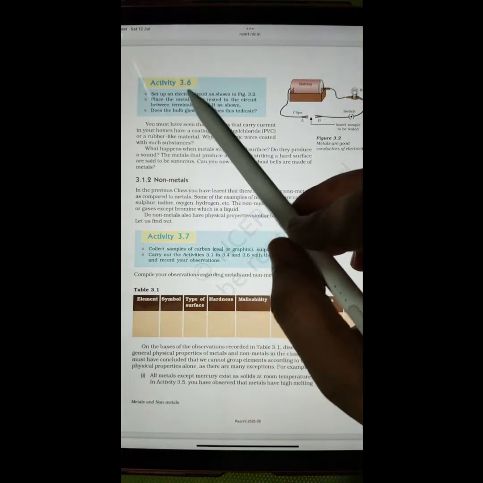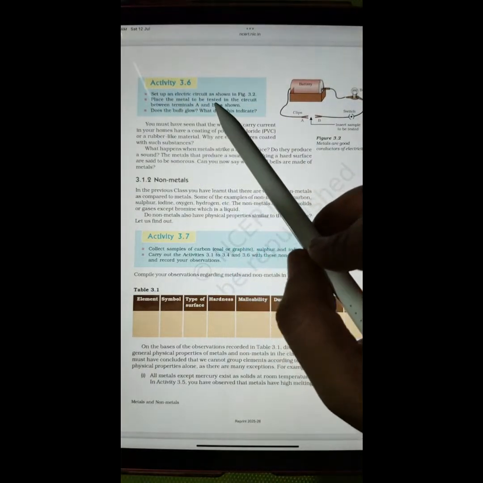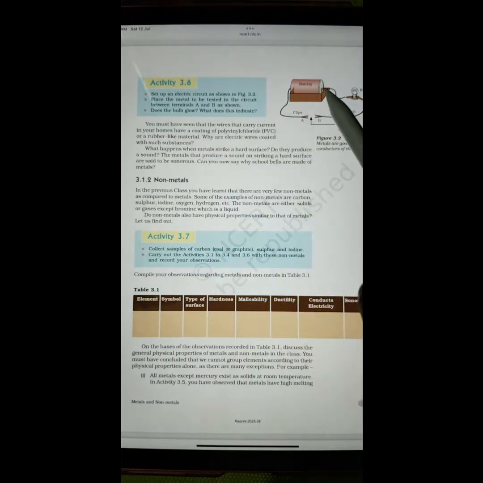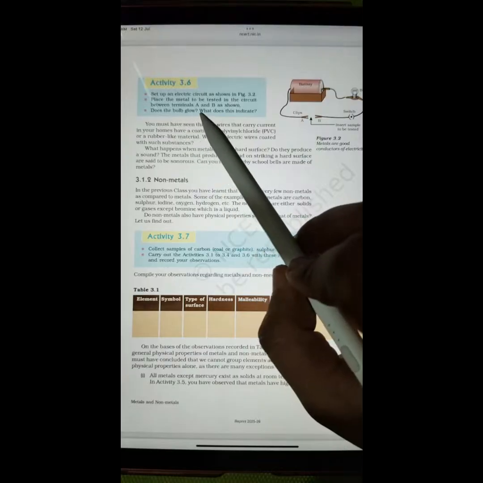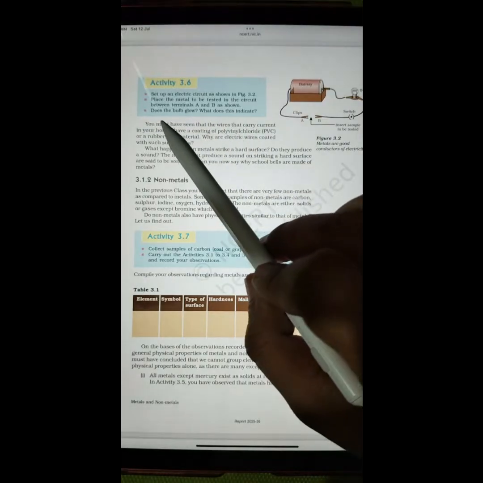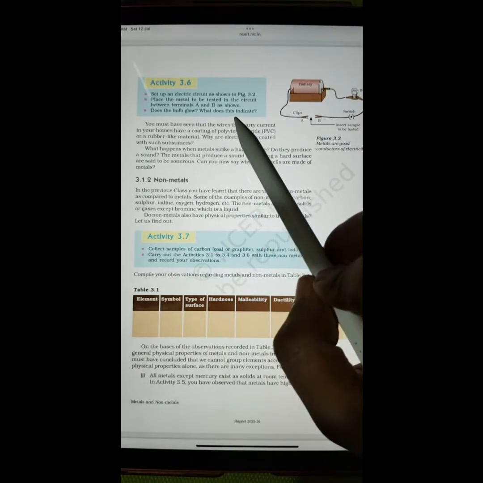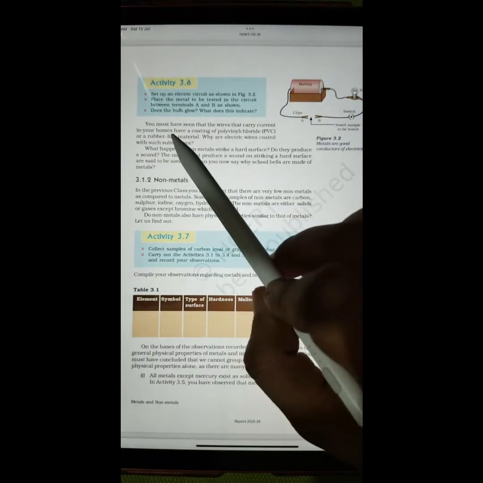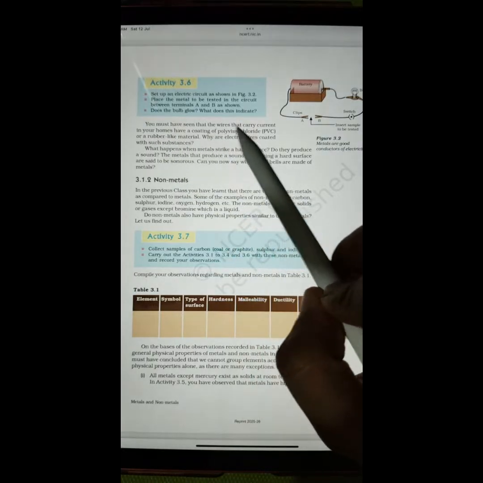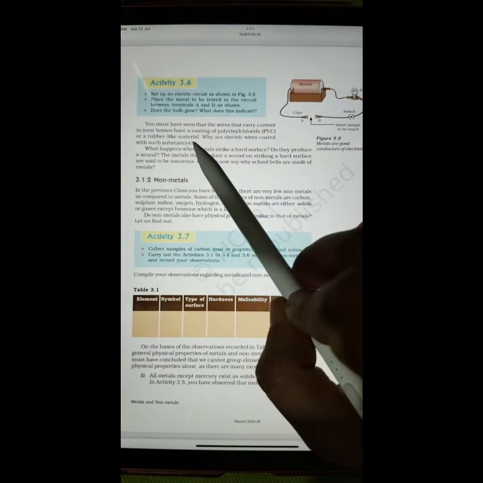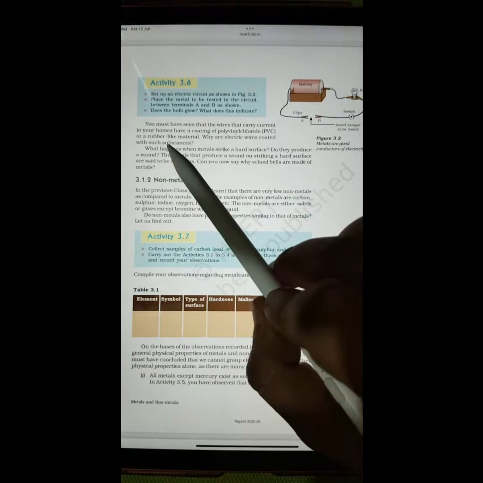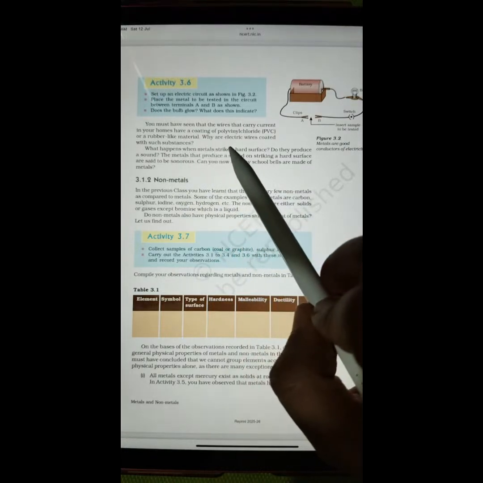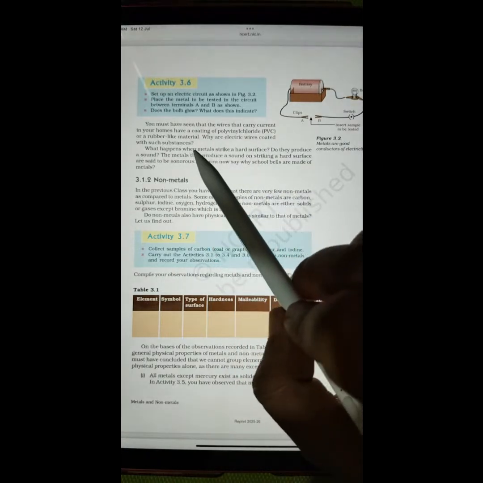Activity 3.6. Set up an electric circuit as shown in figure 3.2, this one. Place the metal to be tested in the circuit between terminals A and B as shown. Does the bulb glow? What does this indicate? You must have seen that the wires that carry current in your homes have a coating of polyvinyl chloride or PVC or a rubber-like material. Why are electric wires coated with such substances?